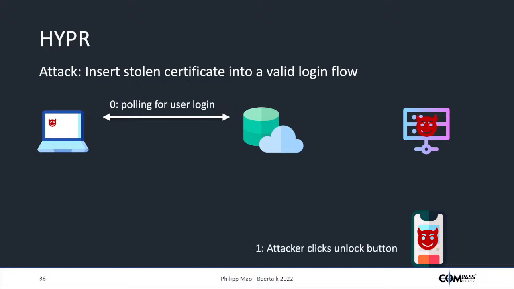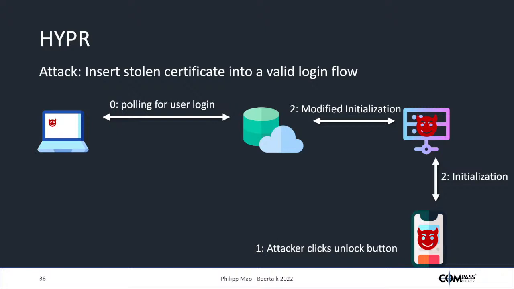Now, the attacker is going to click the unlock button for his low-privileged user on the computer. And the app is going to basically start sending these initialization HTTPS requests. And the attacker is going to intercept these and modify the parameters such that at the end of step 2, the HYPR cloud server will basically think that the target user has started a login process, not the attacker user.